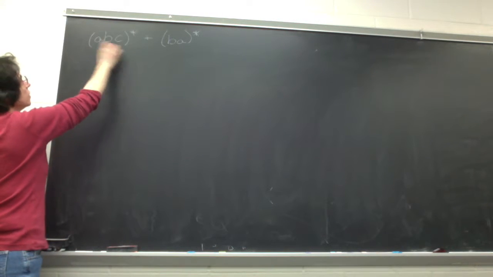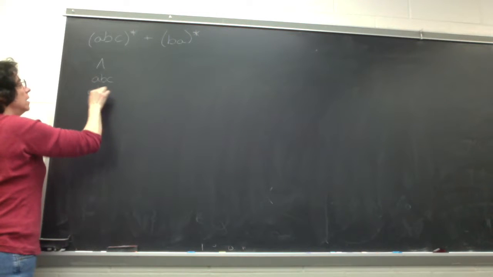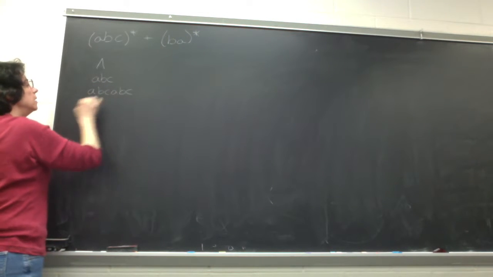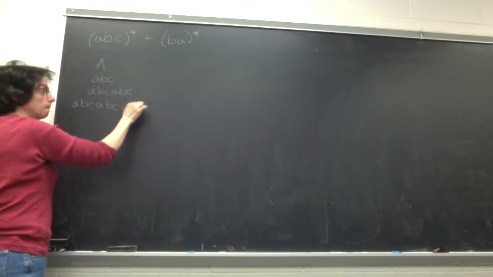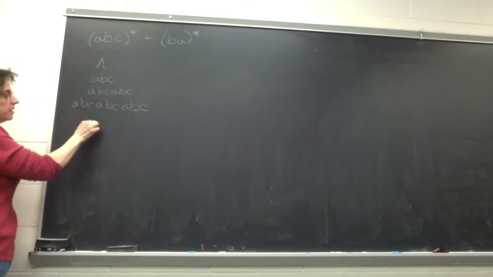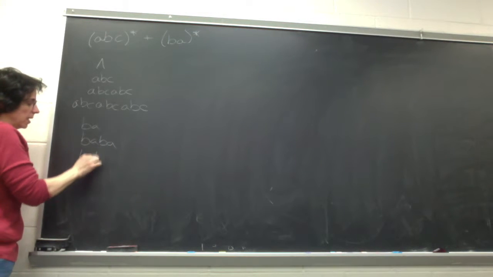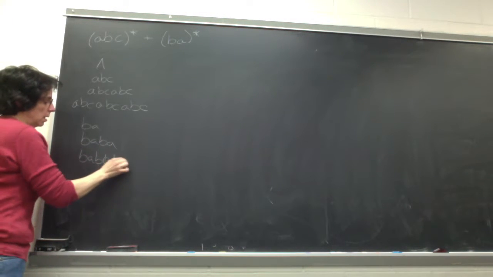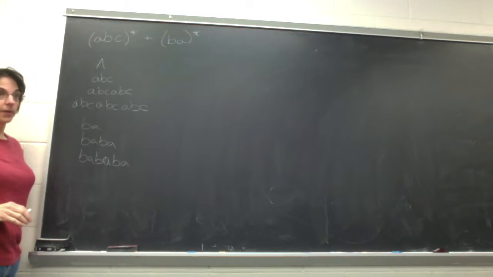Let's just write some examples of what's in this set. We've got 0 or more copies of ABC here, so we've got like ABC, ABC, ABC. The other one has to be in this order, right? BA, BA, BA, BA. So these are examples of strings in this language.